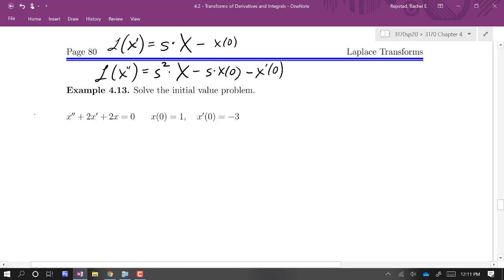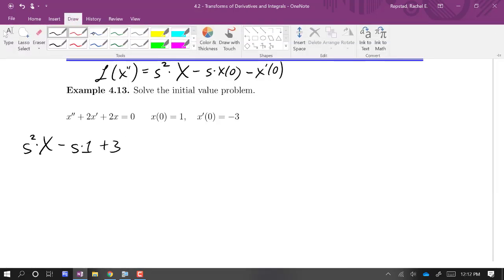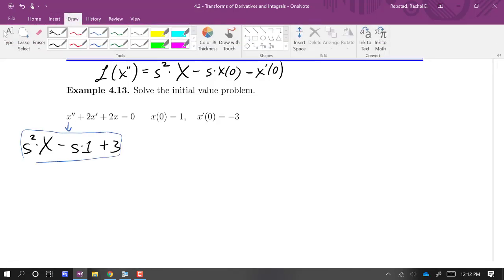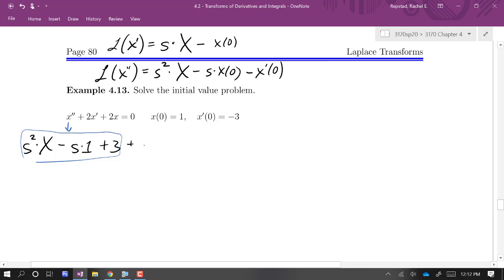So let's apply the Laplace transform. So first, x double prime, I've got that. This is s squared times big X minus s times x of 0, which is 1, and then minus a negative 3, so plus 3. So this is the first one. Now we have 2x prime as our next term, so I'm going to have 2 times the Laplace transform of x prime. So up here, that's s times big X minus x of 0, which is 1.